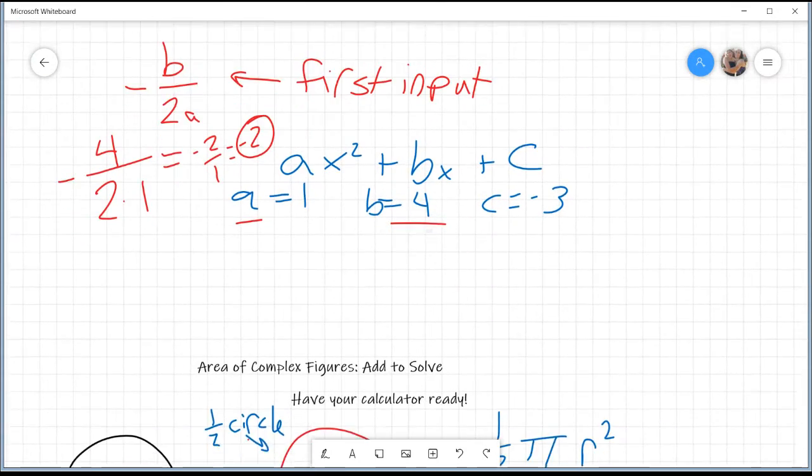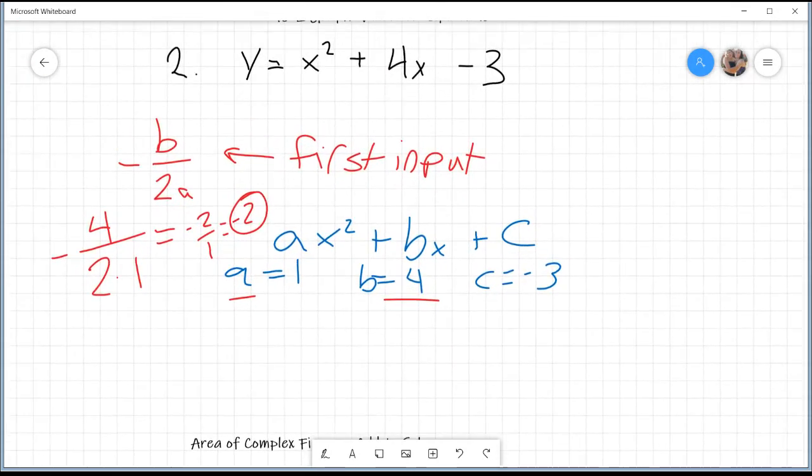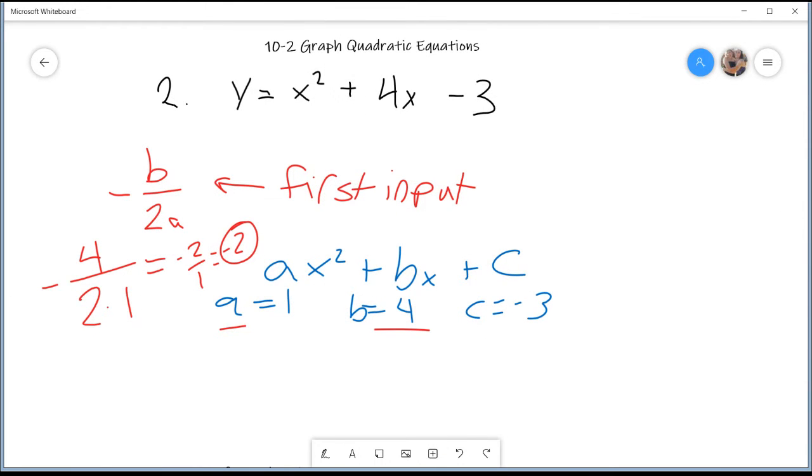And that looks like stuff from the other class. Sorry that that's there. We're going to scoot to the side.